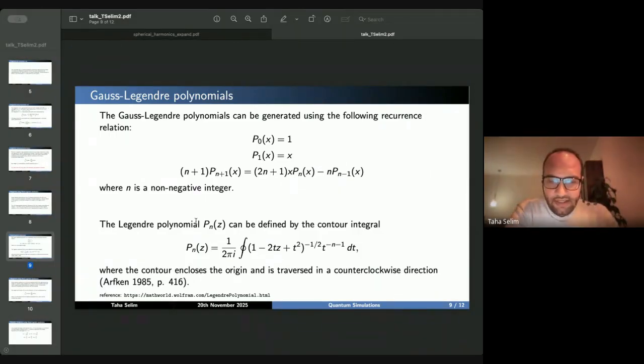Okay, so this is a polynomial. We have here a closed integral. Our variable here is t, and if you evaluate this polynomial, you have 1 minus 2tz plus t squared to the power minus half, then you multiply it by t to the power minus n minus 1 dt, and you get this polynomial. Typically these polynomials have this shape. Let me show you the shape, why this is of particular interest. Just copying the link.